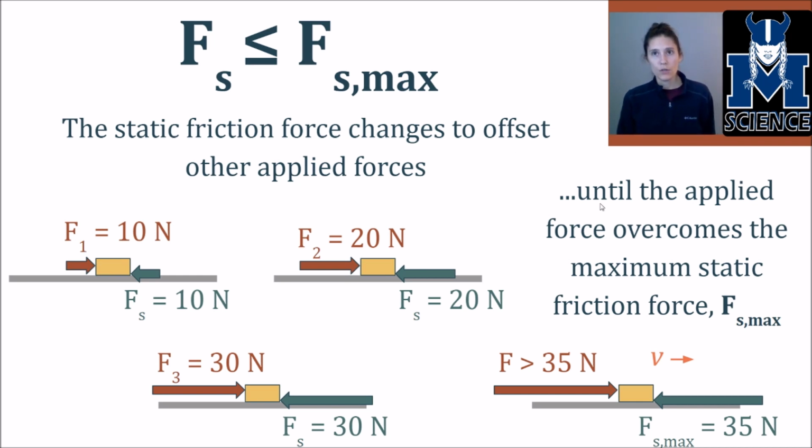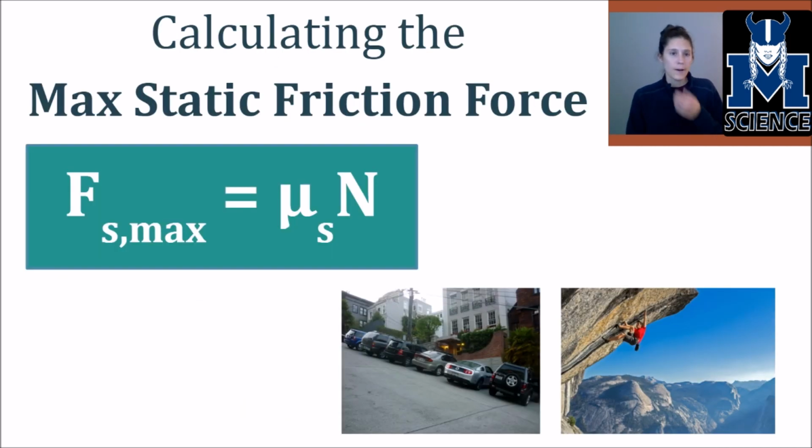So the static friction force doesn't have a certain number. It's going to just oppose or offset other applied forces. It does, however, have a set maximum point of how much force it can produce. We call that Fs max, or the maximum static friction force.